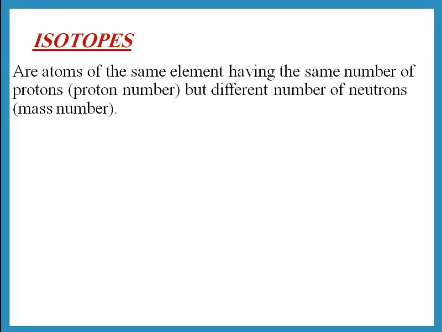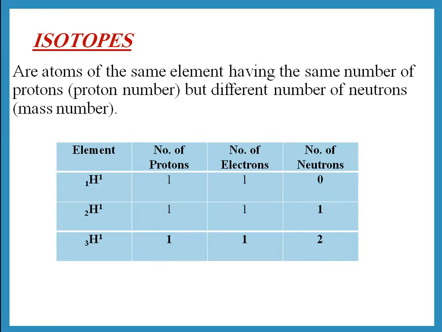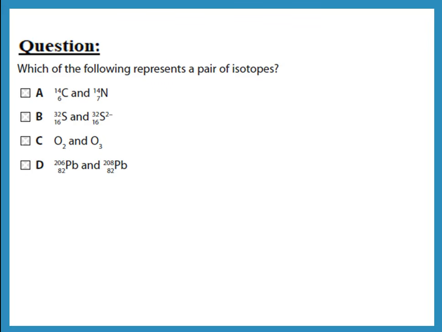Okay. If you remember again from last year, isotopes are atoms of the same element having the same number of protons but different number of neutrons. So we said hydrogen, for example, has 3 isotopes. They all have atomic number or proton number of 1. So they all have 1 proton. They will all have 1 electron also. But they differ in what? They differ in the mass number. That's because they will have different number of neutrons. So these are isotopes of hydrogen. Okay, remember all of that?